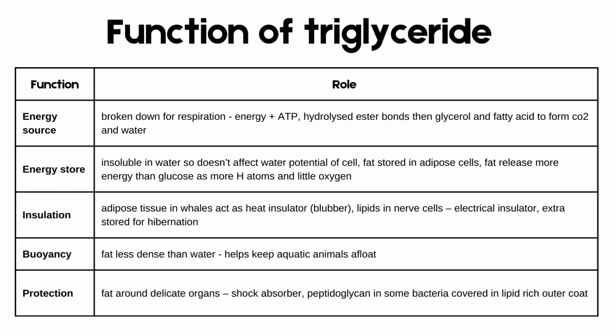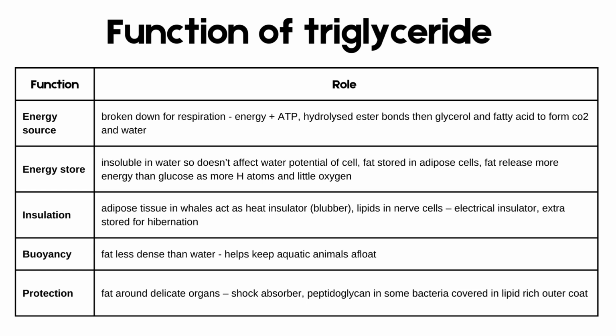Energy store. Because they're insoluble in water, lipids don't affect the cell's water potential. They're stored in adipose cells and release more energy than glucose, since fatty acids have lots of hydrogens and very little oxygen. Insulation. In animals like whales, adipose tissue forms blubber for heat insulation.